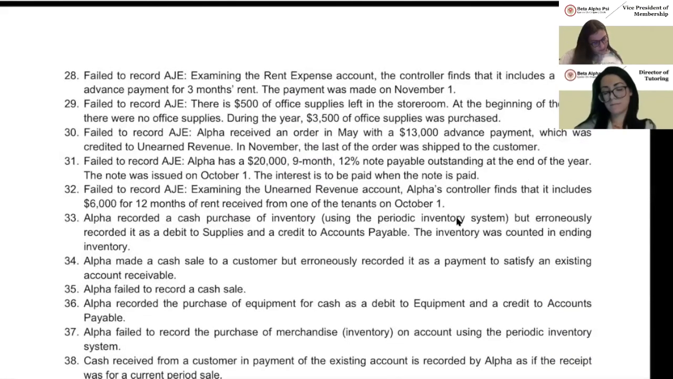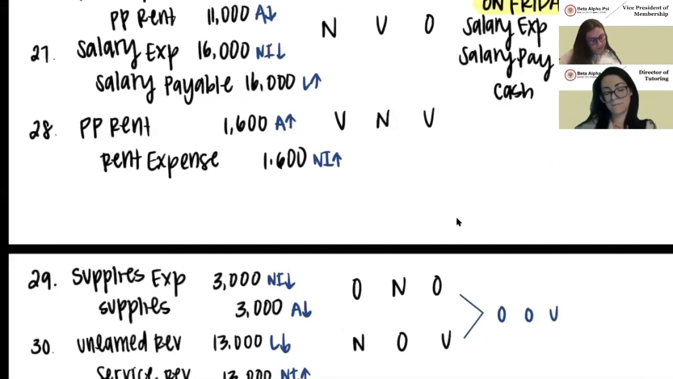Number 29, failed to record adjusting journal entry. There's $500 of office supplies left in the storeroom. At the beginning of the year, there were no office supplies. During the year, 3,500 of the supplies was purchased. So beginning, they had nothing. During the year, they had 3,500 that they bought. Then at the end of the year, they only had 500 left. So they have to do an adjusting journal entry for what they used during the year.